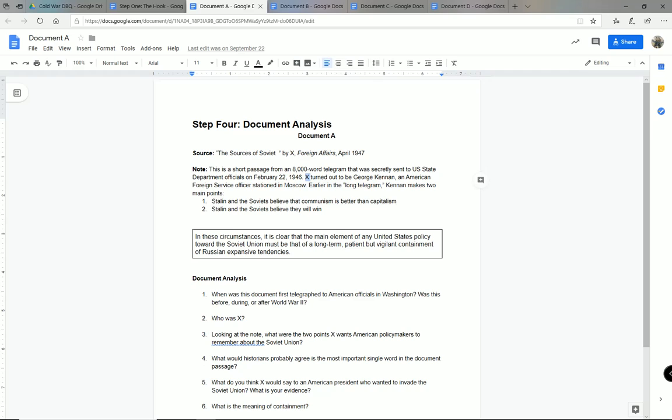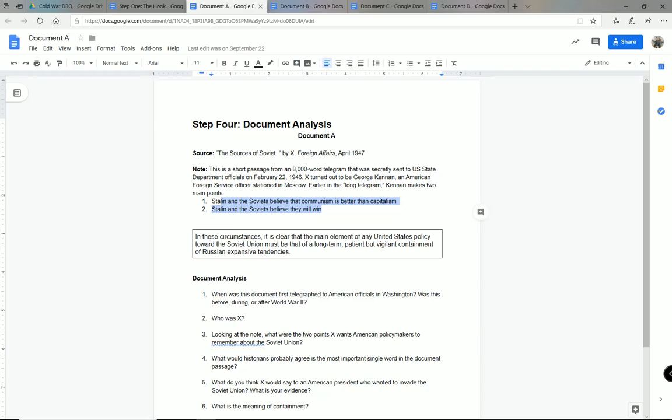X turned out to be a spy. We know his name now. We did not then. And he was part of the American Foreign Service officers stationed in Moscow. So he was living in Russia when he sent this. And he had two main points.